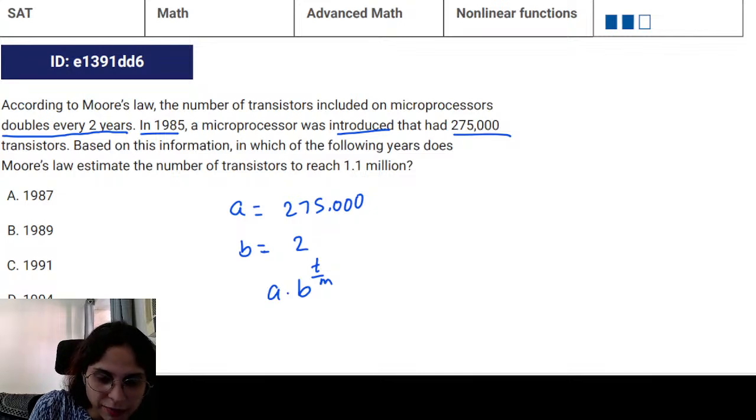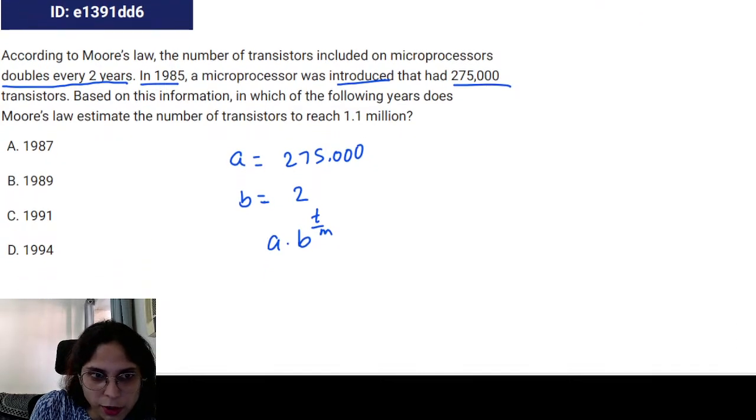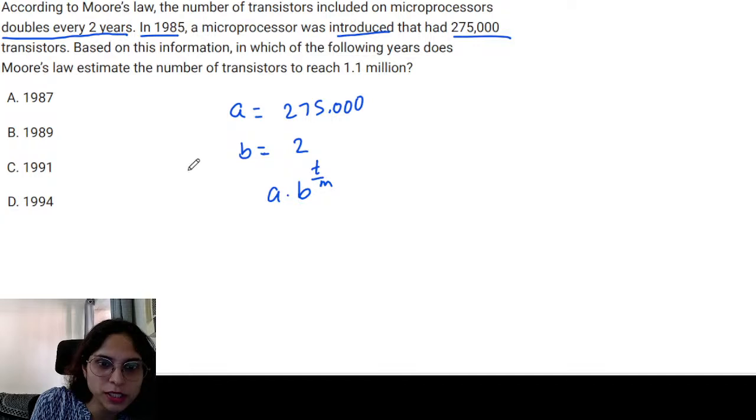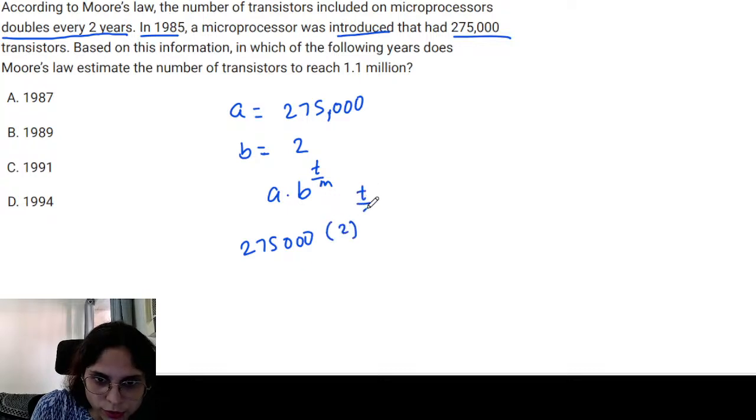M is in how many days it is doubling, or in how many hours, or in this case in how many years it is doubling. So this will be 275,000 times 2 to the power T over 2. Based on this information, in which of the following years does Moore's law estimate the number of transistors to reach 1.1 million? So that means y is equal to 1.1 million, which is 1.1 times 10 to the power 6.